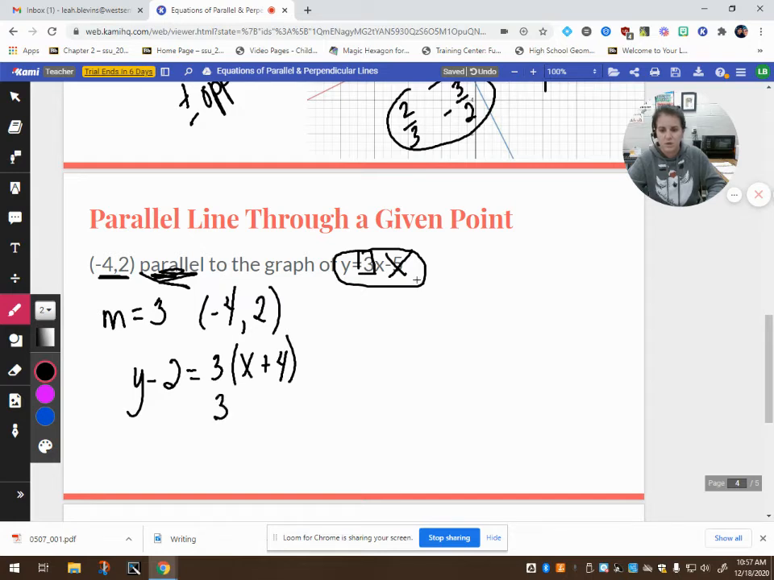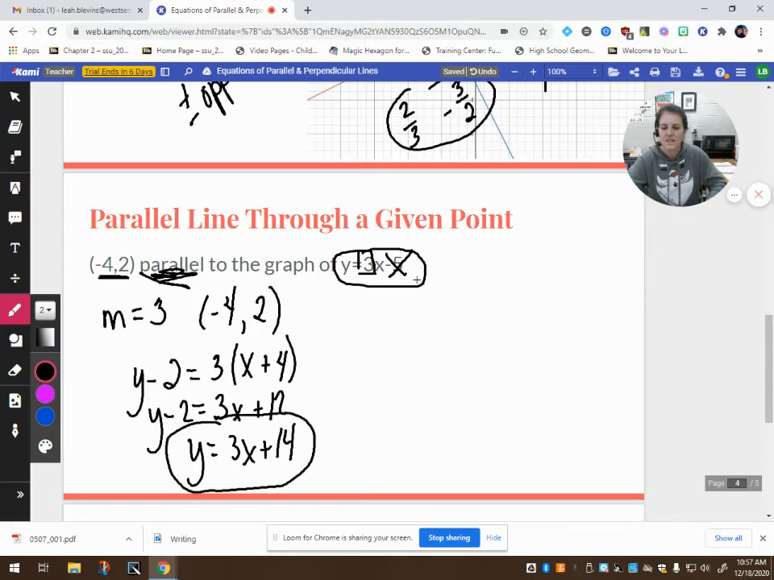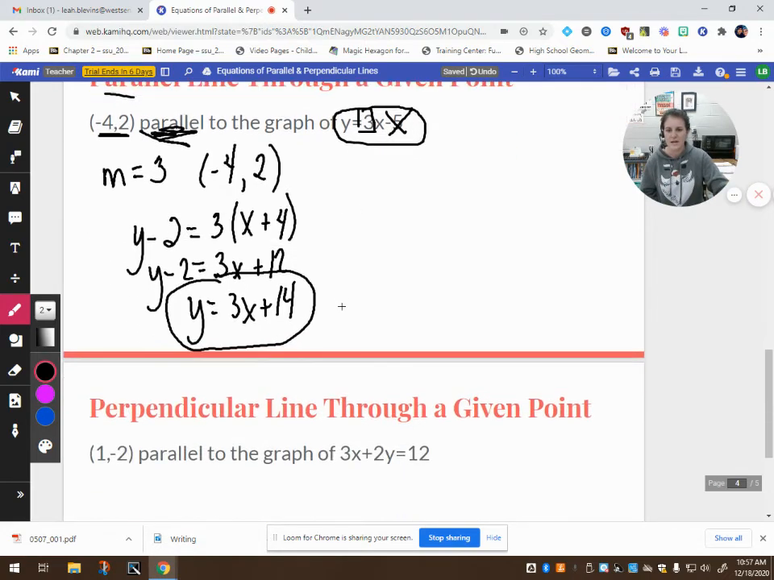So distribute: 3x plus 12 equals y minus 2. Add 2 to both sides. So y equals 3x plus 14 is the equation of the line that is parallel to the graph of this equation. All right, moving right along.